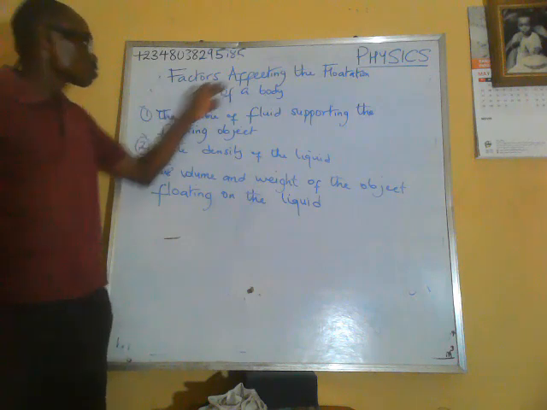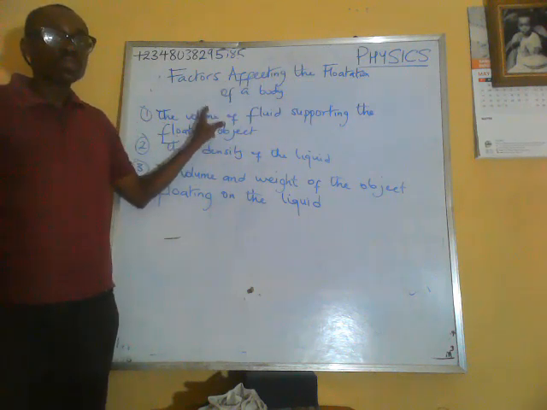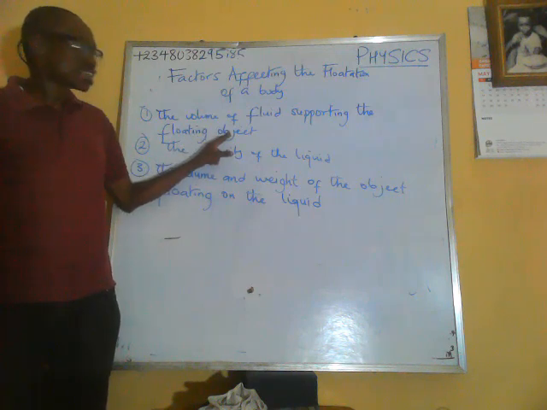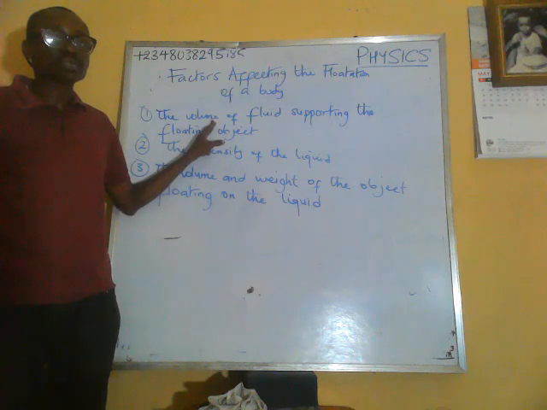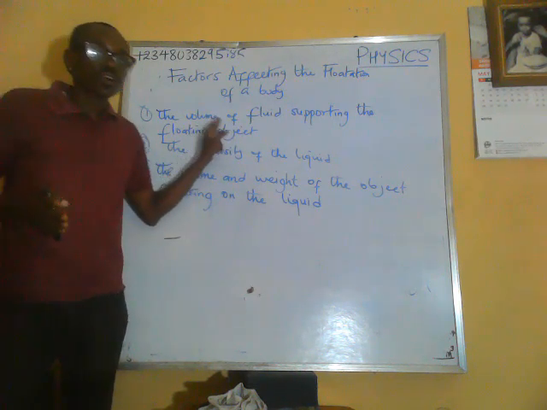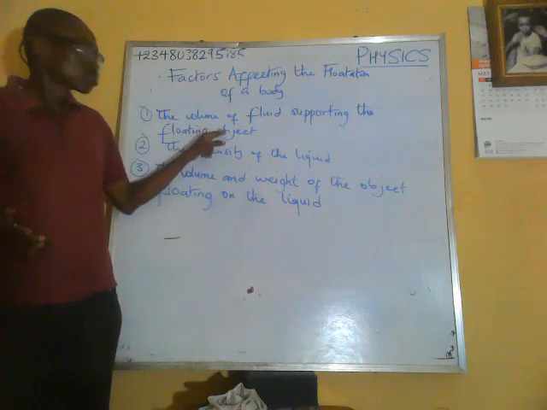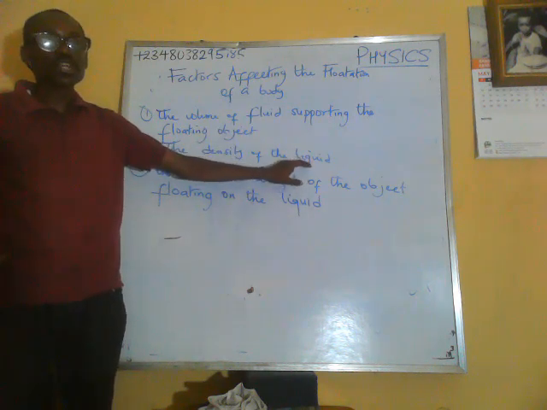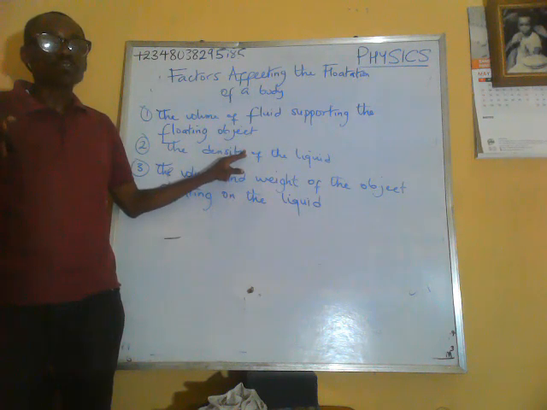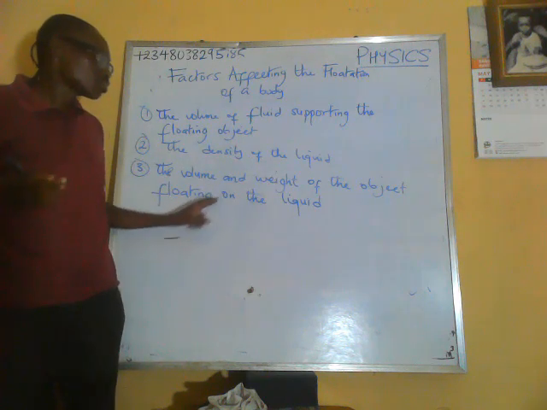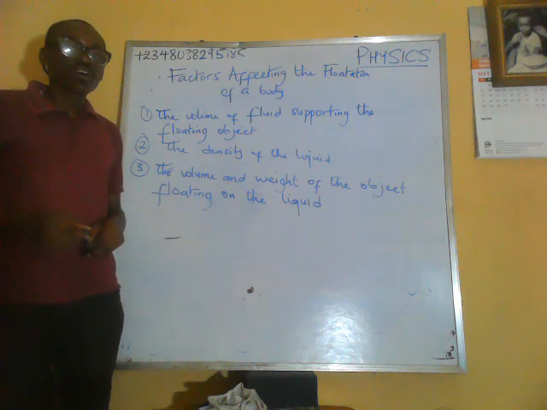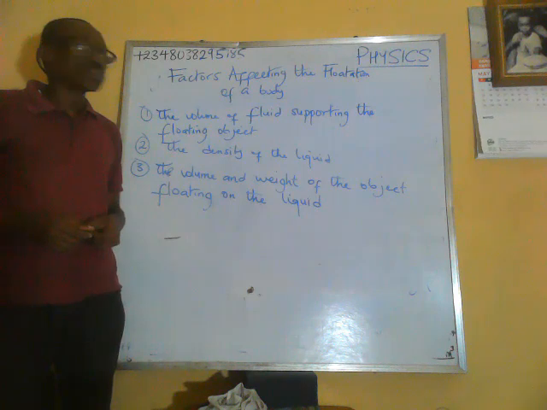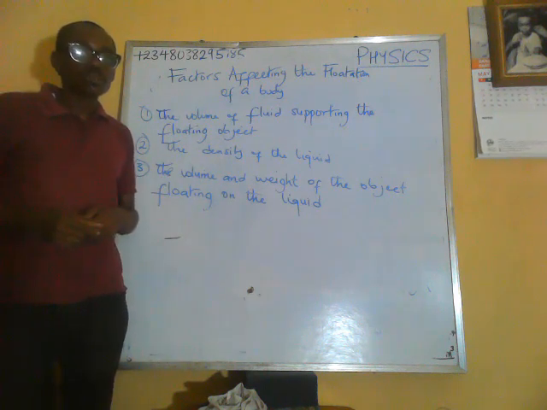So what are the factors affecting the flotation of a body? One is the volume of the fluid supporting the floating object. The volume of the fluid that is supporting the floating object must be more than the volume of the floating object. Two, the density of the liquid. The density of the liquid must be more than the density of that object that is floating, or its average density. Then, the volume and weight of the object that is floating on the liquid. Those are the factors that affect the flotation of a body.